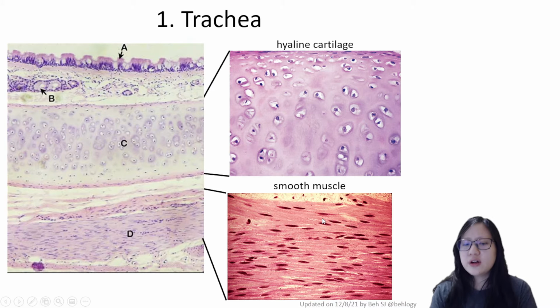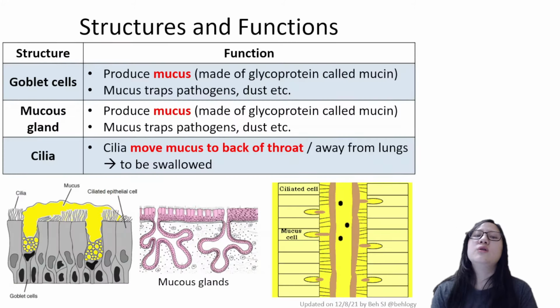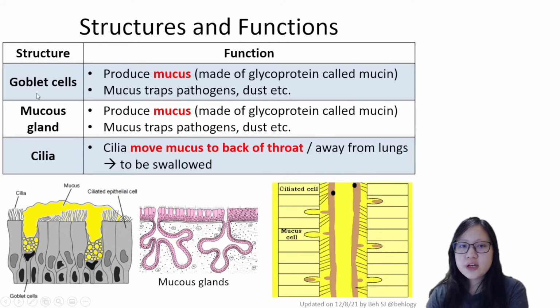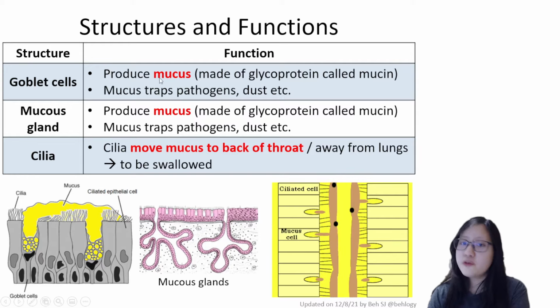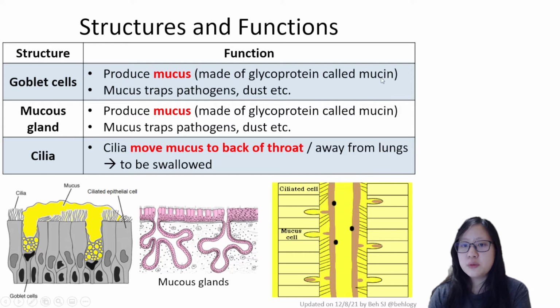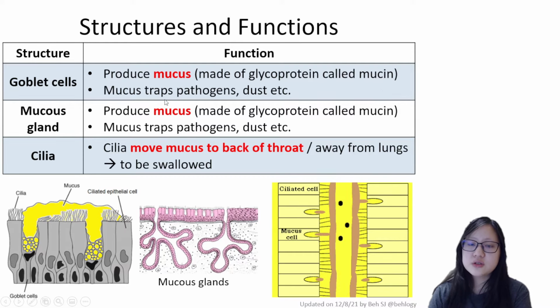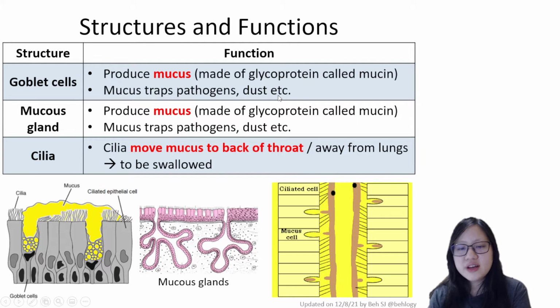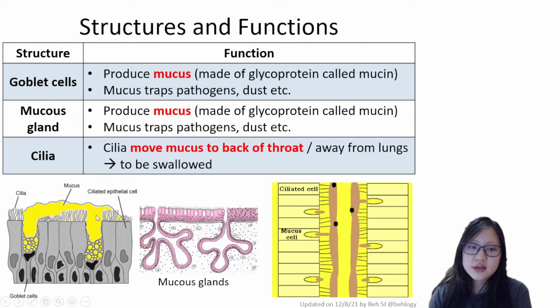Okay, so we have learned all the layers now. What in the world do they do? Let's look at the typed out version here. We know that goblet cells and mucous glands exist in different layers, but both of them produce mucus, which is made out of a glycoprotein called mucin. Mucus functions to trap pathogens and dust, etc., so you don't breathe them in. And this mucus coats the cilia.